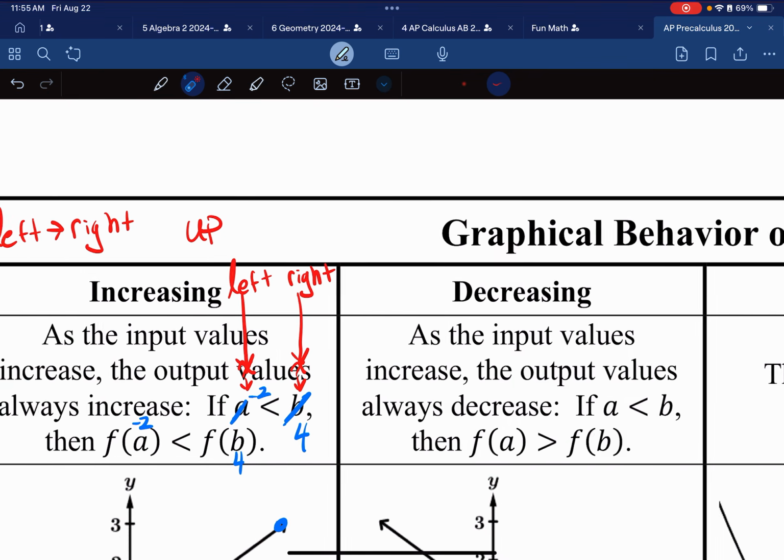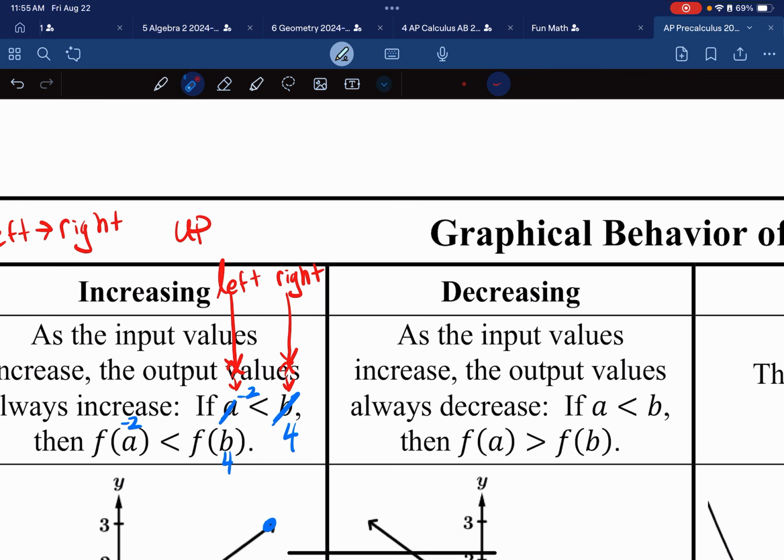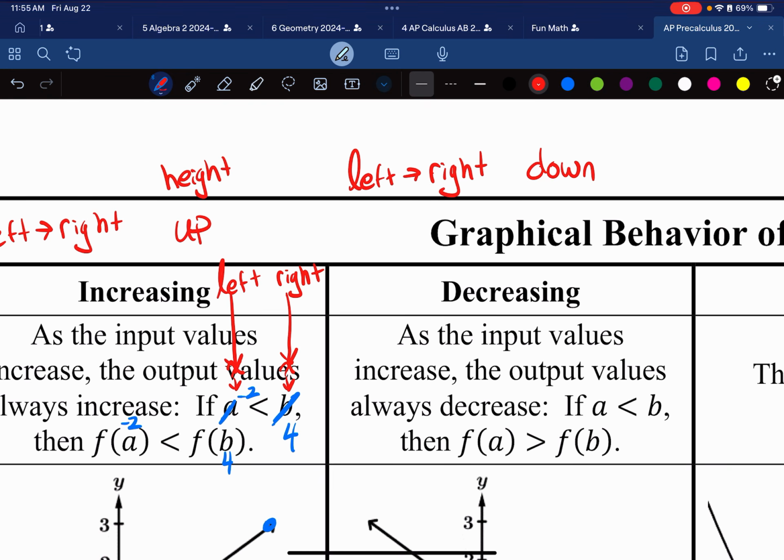So let's move on to decreasing. I'm going to use my simple definition. I'm not going to decipher all of this terminology. I'm going to say as we move from the left to the right direction, the way that we read, I'm going to be going down. In terms of the height, I should say that the height is going up and the height is going down.